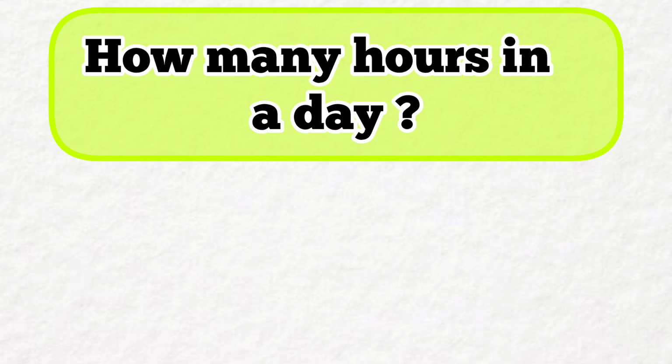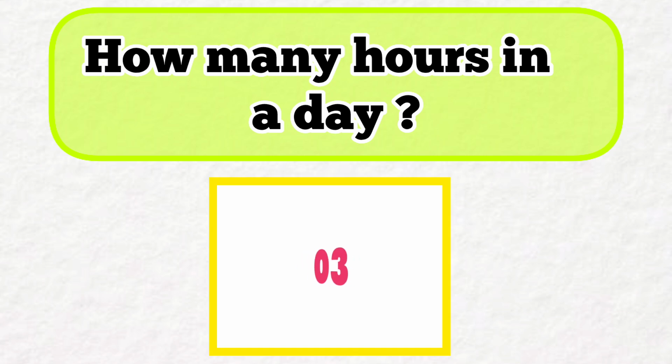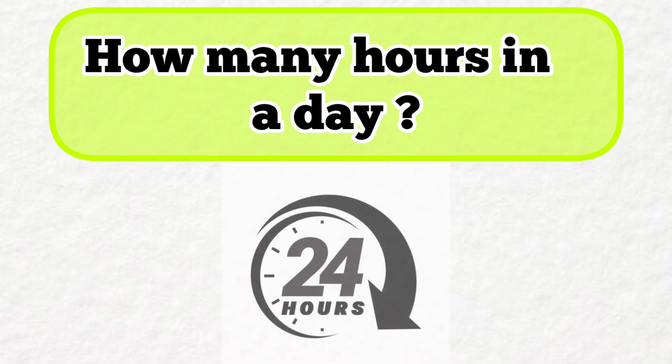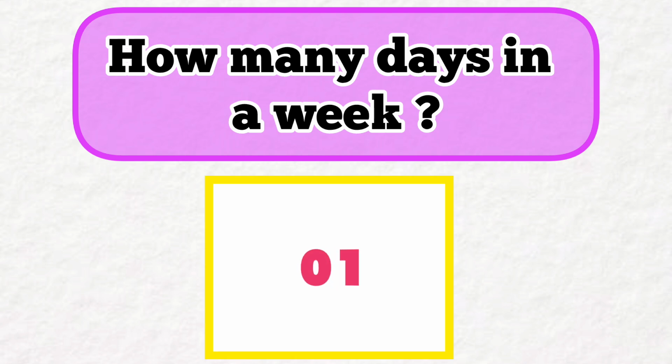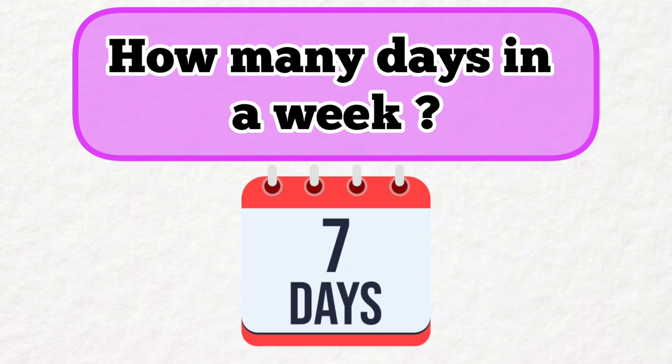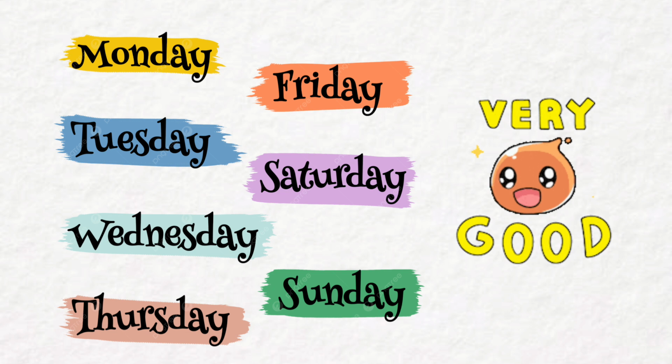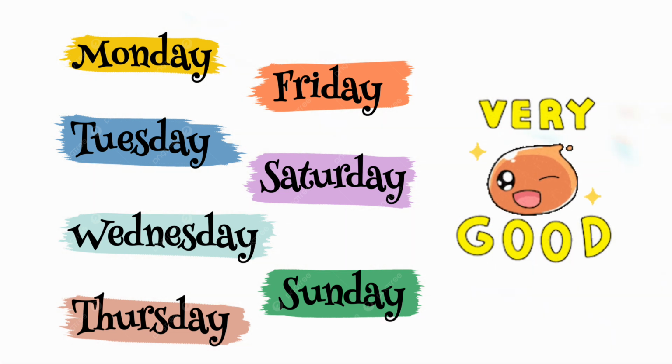How many hours in a day? 3, 2, 1. 24 hours. How many days in a week? 3, 2, 1. 7 days. Monday, Tuesday, Wednesday, Thursday, Friday, Saturday and Sunday.